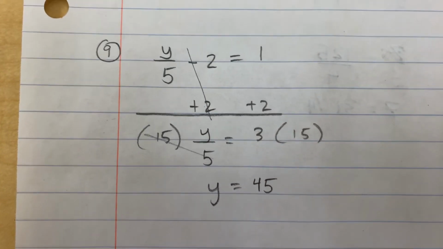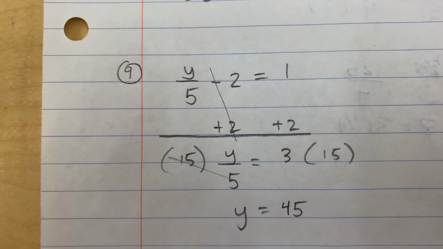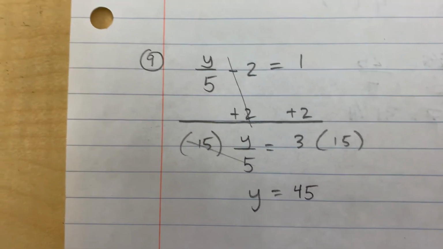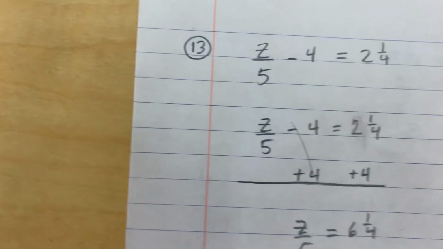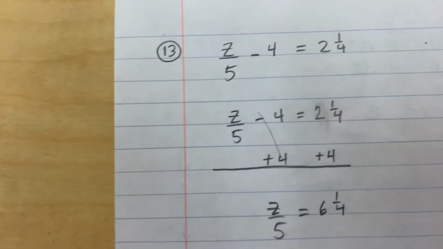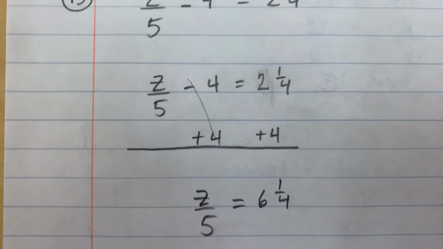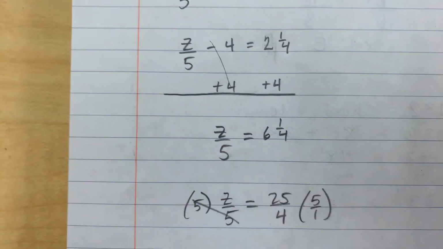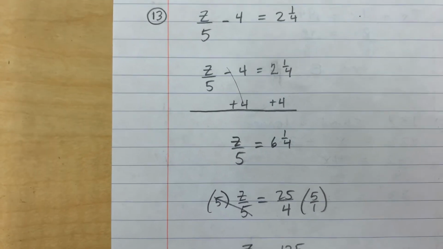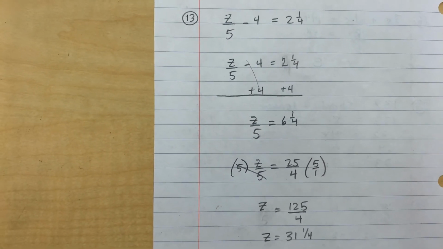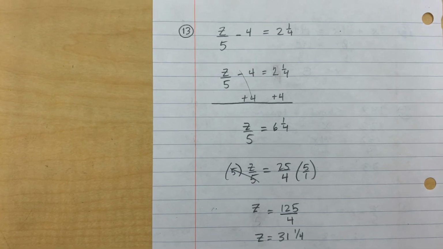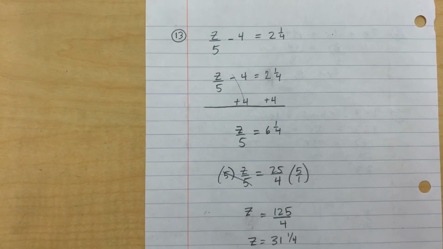Number 9, that was kind of a straightforward two-step equation problem. And then number 13. Lots of ways to do number 13. This is just the way that I chose to do 13. You might need to zoom in. I hope this helped.